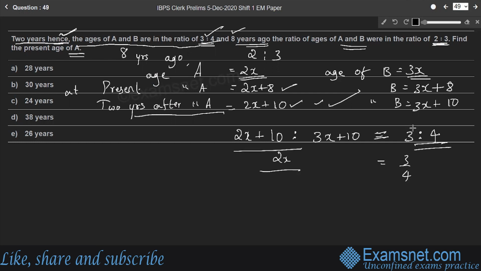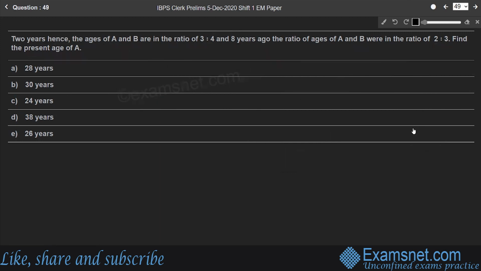What is asked in the question? Present age of A. So according to our assumption, present age of A is 2x plus 8 because we have assumed that 8 years ago the age of A was 2x, right? Therefore, finally we have to calculate the value of x. Let us go step by step here, right? So it is given 8 years ago the ratio of ages, right?